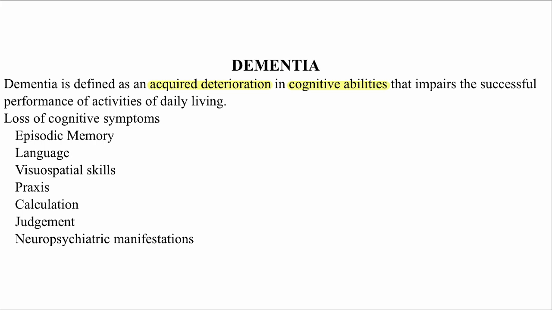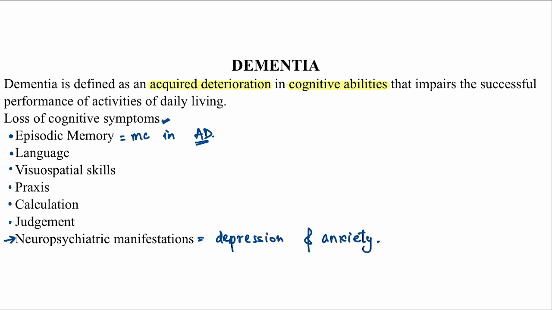So loss of cognitive abilities is there. What cognitive symptoms? Most common is episodic memory. It is most common in Alzheimer's disease, and Alzheimer's disease is the most common cause of dementia. Then language may be impaired, visuospatial skills, praxis, calculation, judgment, and there can be some neuropsychiatric manifestations like depression and anxiety. Depression and anxiety are often present along with loss of memory and loss of other domains. So this is the basic understanding or basic definition of dementia.